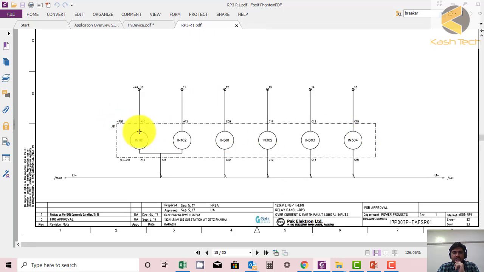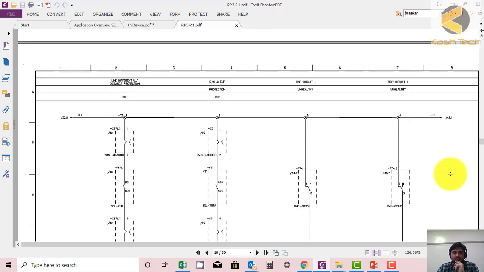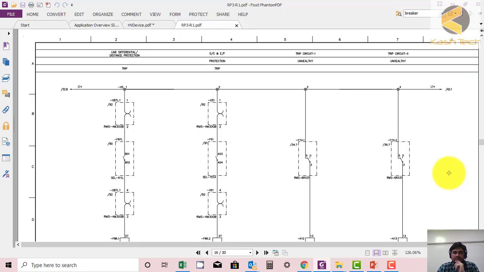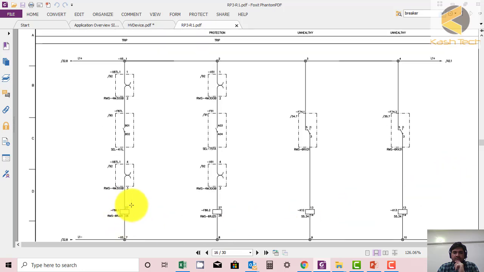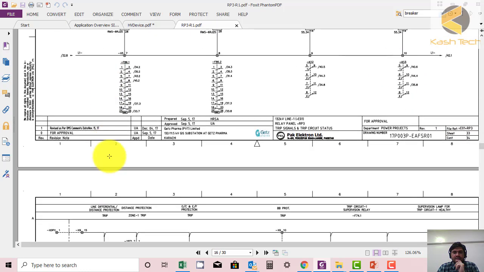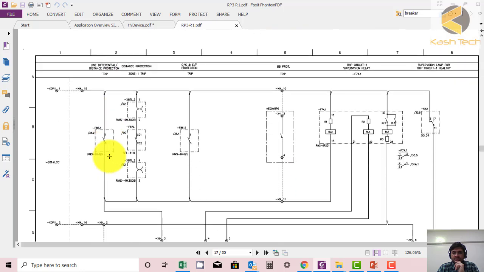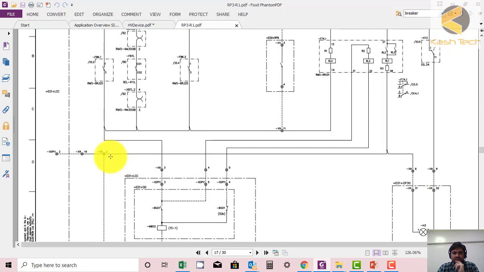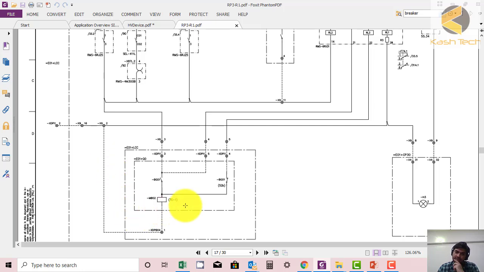This is again an overcurrent relay. These are the binary inputs. Again you will see lockout relay 1, lockout relay 2, trip circuit 1. This is unhealthy. This is an indication used for indication and alarm. This is an auxiliary relay. This is another auxiliary relay. There is a tripping relay also, but let me see if they have used it in the circuit or not. Okay, this is not a relay.